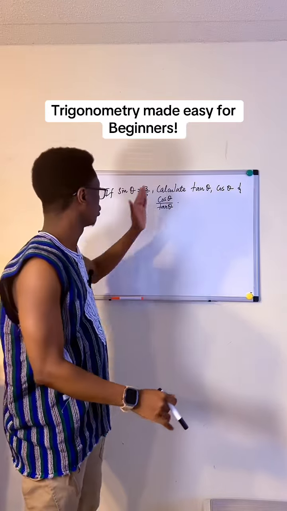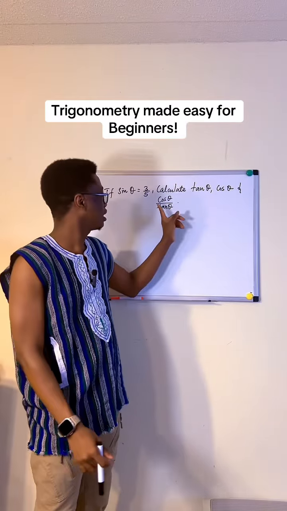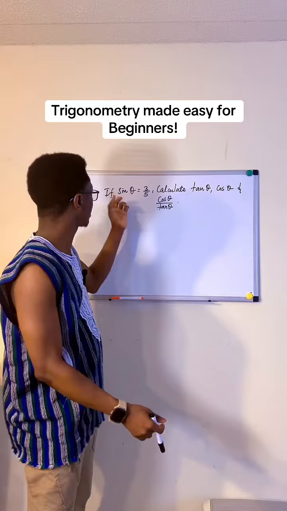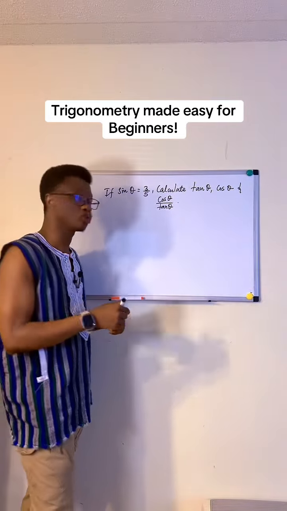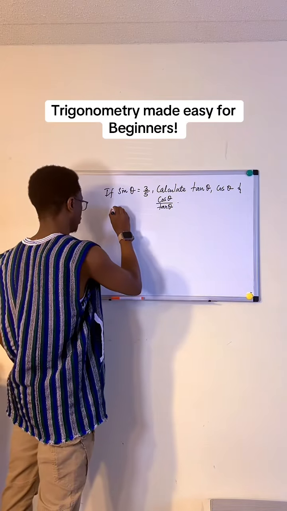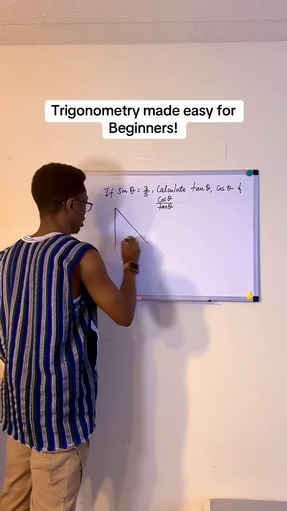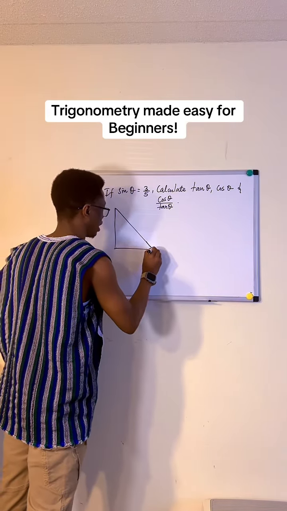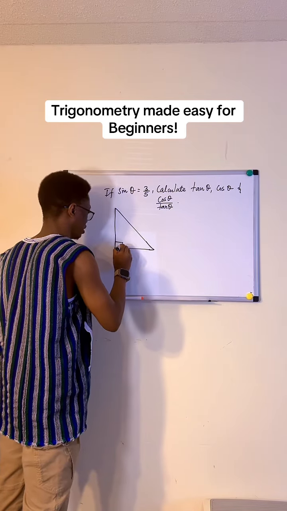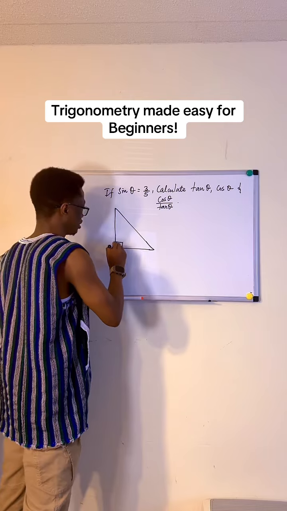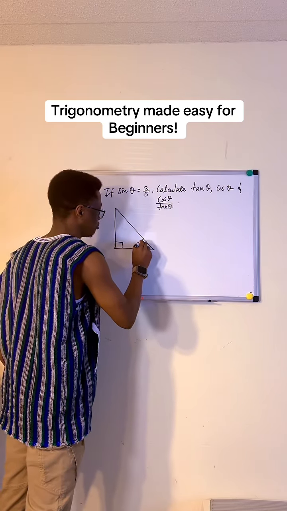We have been tasked to calculate tan theta and cos theta when sin theta is given. The first approach is for us to draw the diagram, which is the right angle triangle. Pardon my drawing. So we have something like this. Now let's label it. This is a straight line. This is 90 degrees, which is the right angle triangle, and this will be theta.